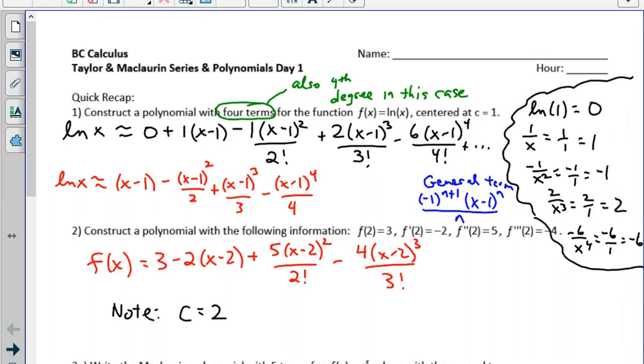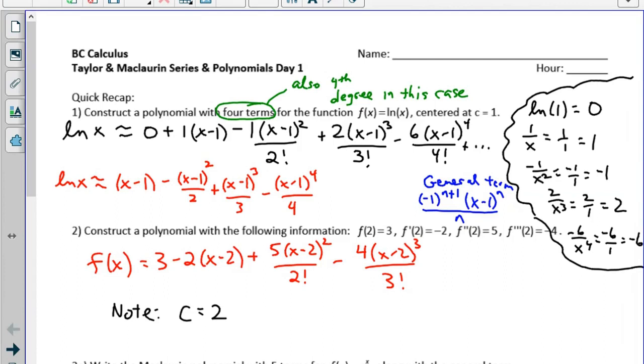We're going to recap a couple things from a previous day's lesson. I know I already have it written down, but I'll just talk you through it for the next minute or so. If we construct a polynomial with 4 terms for the function natural log of x centered at 1, all of the derivatives for the first 4 derivatives plus the actual value of the natural log of 1 are listed in that thought bubble over on the right.